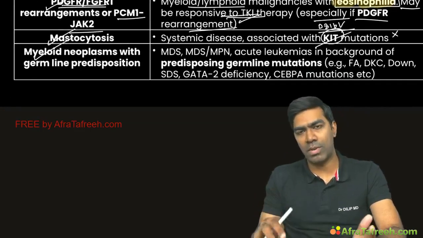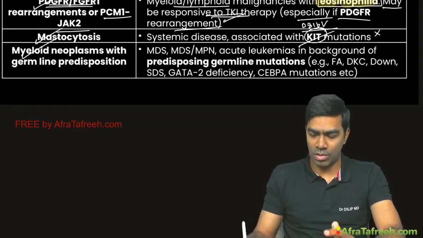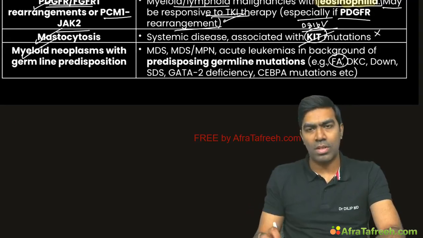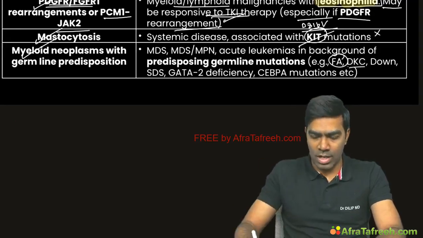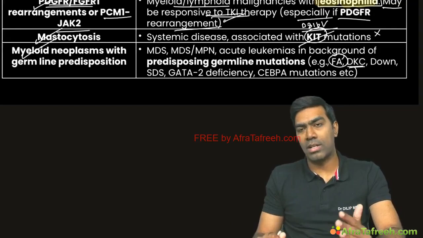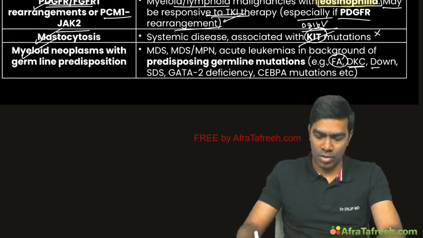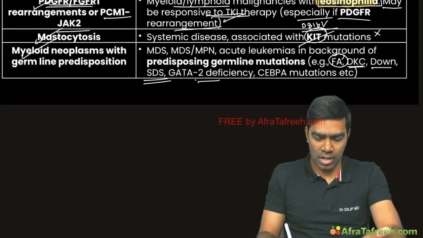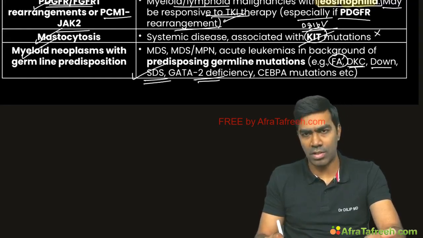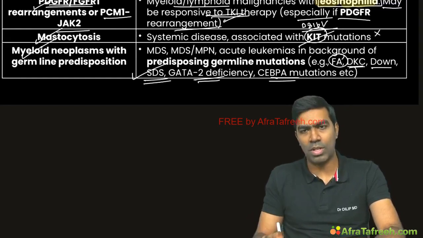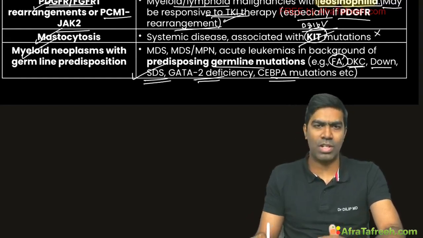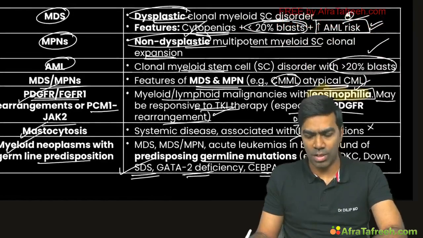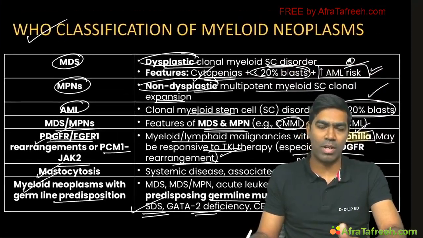And what are the myeloid neoplasms that have germline predisposition? So if it occurs in the setting of Fanconi anemia or conditions that affect the telomeres like dyskeratosis congenita, or it's going to occur in certain conditions like Down syndrome or GATA2 deficiency or Shwachman-Diamond syndrome, or if it's due to CEBPA mutations. These are basically germline mutations. So that's going to predispose to the development of certain myeloid neoplasms, especially MDS and acute myeloid leukemia.